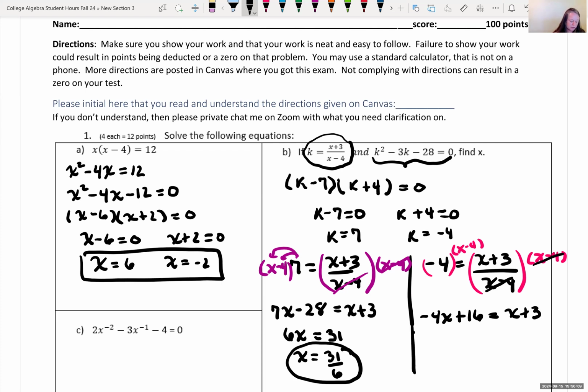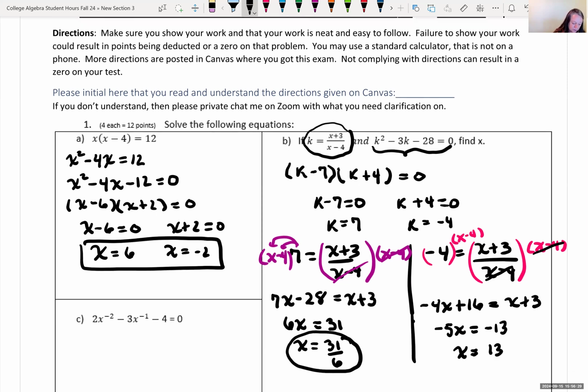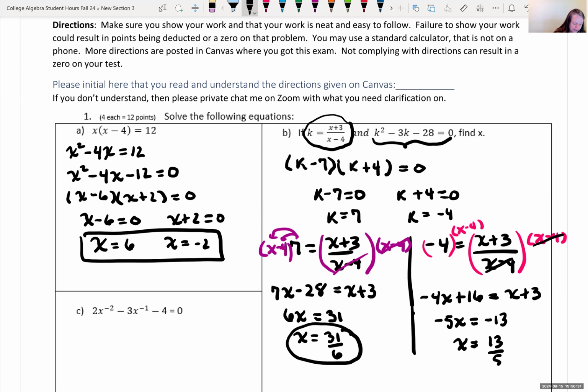So again, we want to get all the terms with x to one side, constants to the other. So let's subtract x on both sides. Negative 4x minus x is negative 5x. And let's subtract 16 on both sides. So 3 minus 16 is negative 13. Divide both sides by negative 5. A negative divided by a negative is positive. So we get x is equal to 13 over 5.